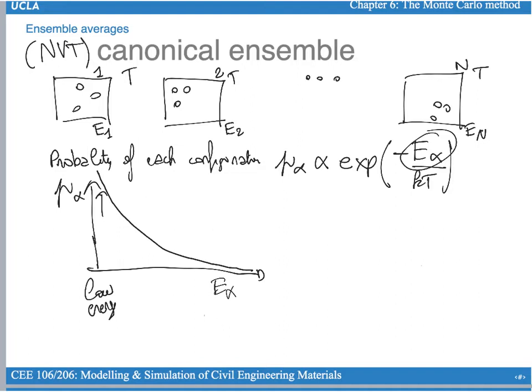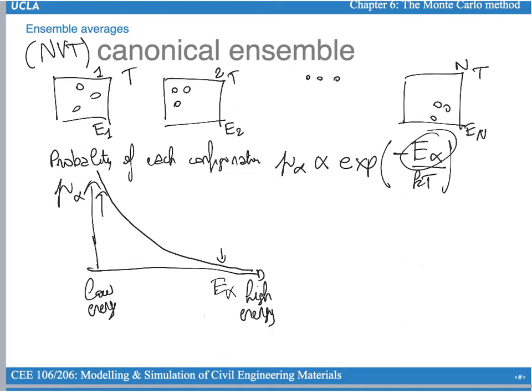The system is pretty stable, its energy is pretty low, so it will have a high probability to be in this configuration. On the other hand, if you are at high energy, then the system is more unstable, less stable. In that case, the probability is going to be very low. So the probability that those atoms will be in this position is pretty low.